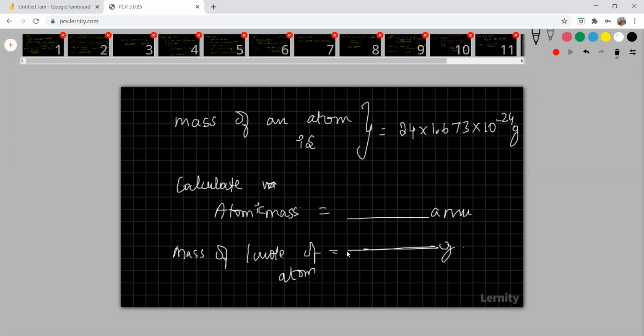Ma'am, yes, tell me. I'm Nitya, ma'am. Atomic mass is equal to 24 AMU. Mass of 1 mole of atom is equal to 24 into 6.023 into 10 power 23 gram. No, you are making a mistake. Okay, but good attempt. What's your name? Subhashri, right? Okay, good, Subhashri. Thanks for the attempt. Very good. Almost was right. A small mistake you made.